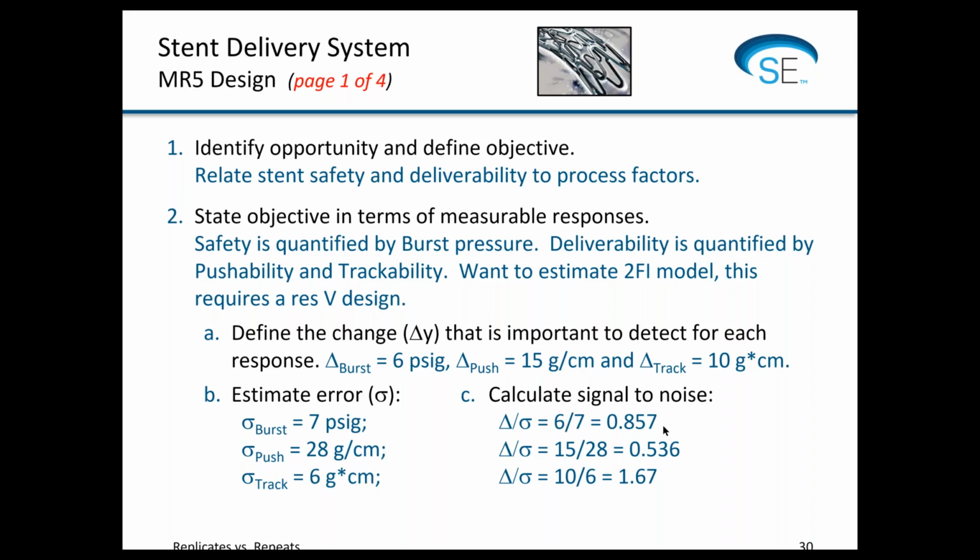So if you look at the delta to sigma ratios, which one do you think will be the hardest one to achieve the power you want? Well, the smaller the delta relative to sigma, right? The delta is the golf ball, the sigma is the grass. The smaller the delta is relative to the noise, the harder it is to detect. So it looks like track will be the easiest, then burst in between, and then push will be the hardest.